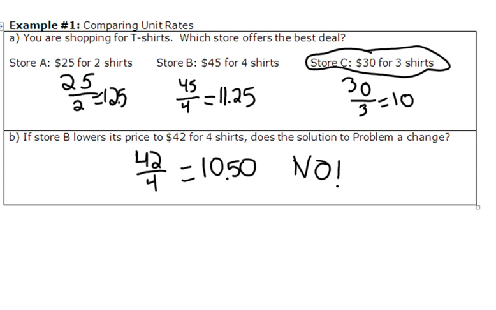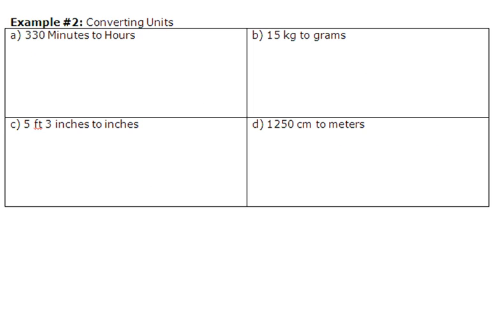Now we're going to look at conversion rates. Now, I gave you a conversion chart, okay? So we're going to use that to help us. So example A says 330 minutes to hours. If I look at my conversion chart, I know that 1 hour is equivalent to 60 minutes. So we're going to use ratios to do all of this, okay? Or rates, I should say. So I'm going to start using 330 minutes.